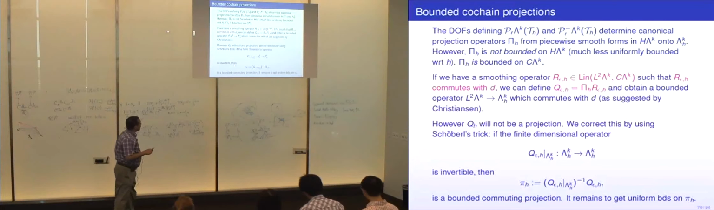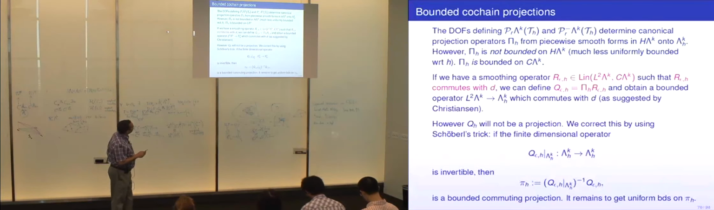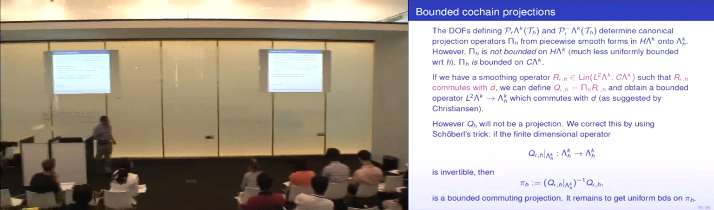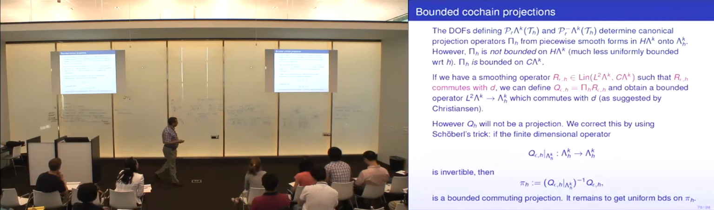Okay, so now we have to show that works. We have to show how you would pick the smoothing operator in order that you can prove that this operator not only is defined, so we have to show the Q really is invertible, but not only is it defined, but we have bounds uniform on H. And that's a bit messy. Nobody does it in less than a couple of pages.